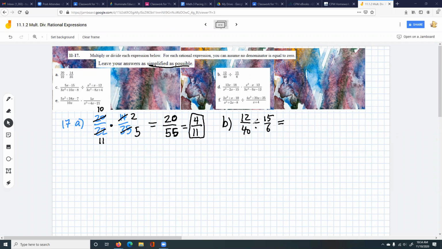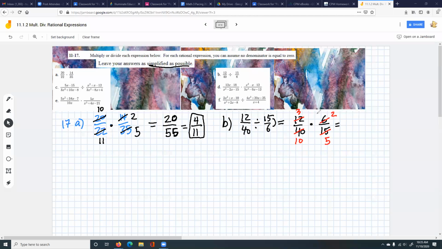So we always want to change division to multiplication. So 12/40 times the reciprocal, 6/15. Okay, I'm noticing 4 goes into these and 3 goes into these, so I'm going to reduce them. This is why being good at times tables is good. 4 goes into this 3 times, 4 goes into that 10 times. 3 goes into this 2 times, 3 goes into that 5 times. So you're allowed to reduce up and down.